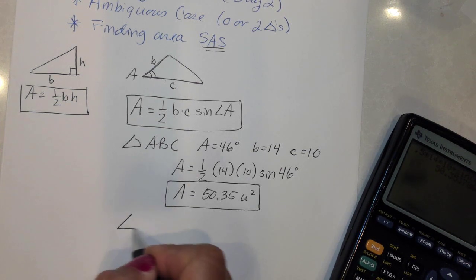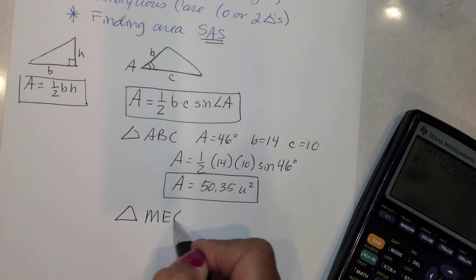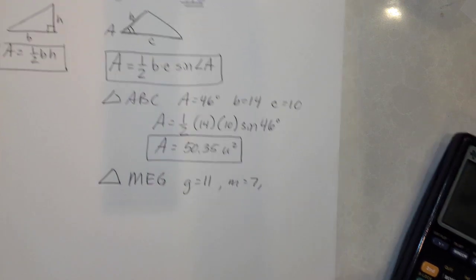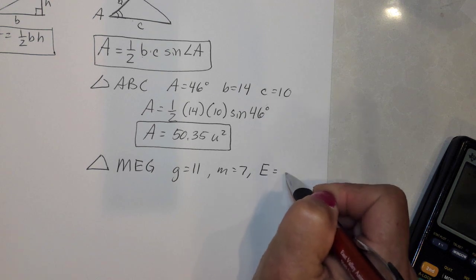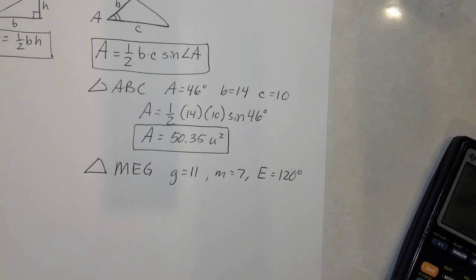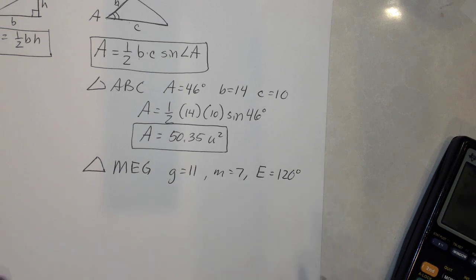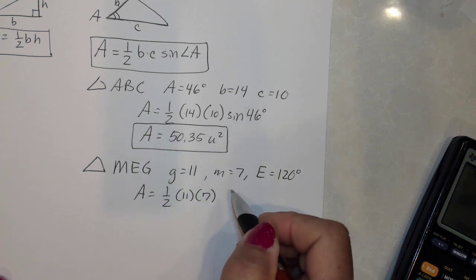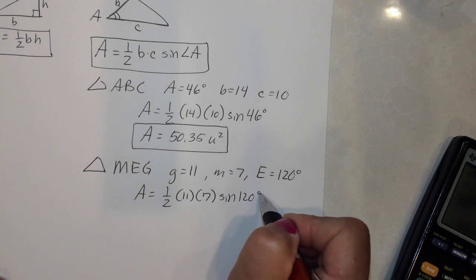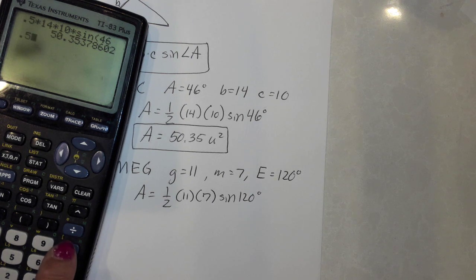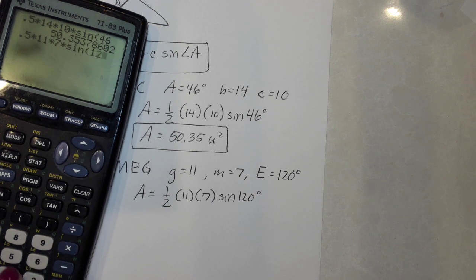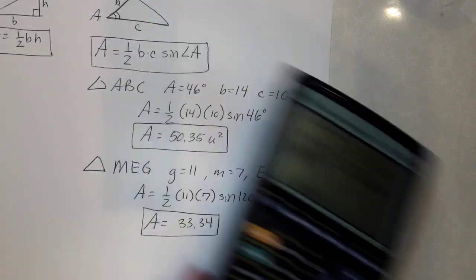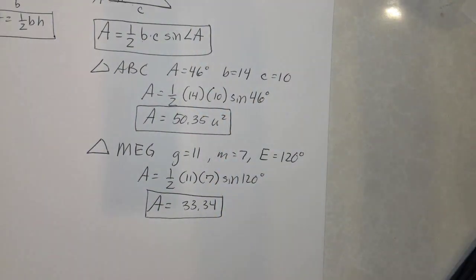I'll give you one more example if you're using the notes packet to follow along. You've got triangle MEG. So it gives you g is 11 and it gives you m is 7. Those are both sides because they're lowercase. And then it gives you that angle E, and I know it's an angle because it's uppercase and it has a degree mark. And again, I have one of each letter. So I know that I'm in this situation and I can go ahead and use that formula. So I'll have 1/2 of one of the given sides times the other given side times the sine of the angle I was given. And then a straight up calculator again, 0.5 times 11 times 7 times the sine of 120. The area of that triangle would be 33.34.